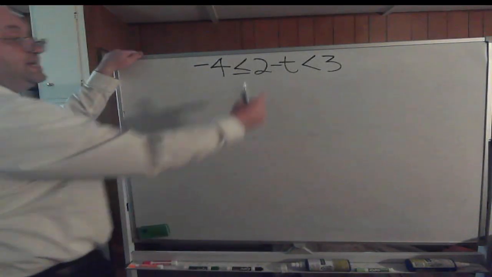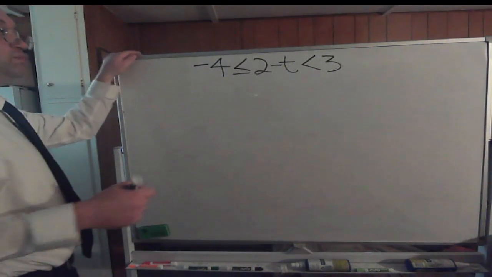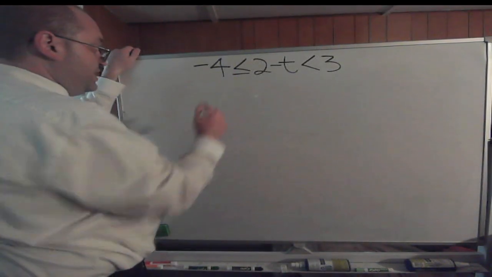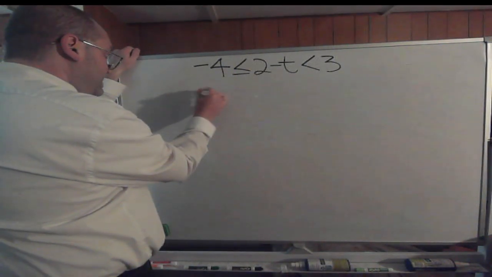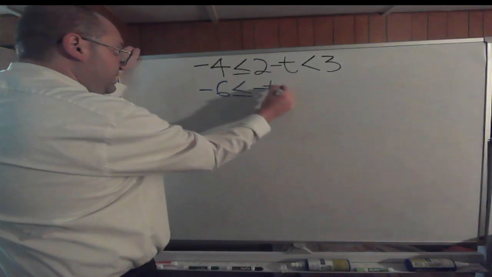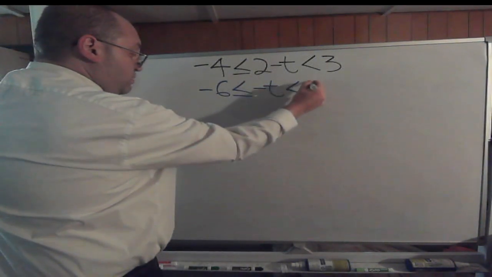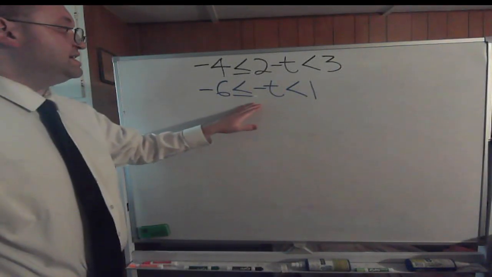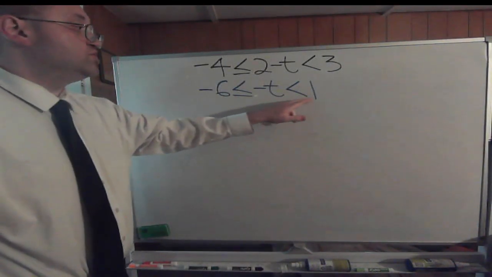Well, we should get that negative t by itself first, shouldn't we? So you'll have to subtract 2 from everything. If you do that, you'll end up coming up with negative 6 is less than or equal to negative t, which is less than 1. So now you have negative 6 is less than or equal to negative t, which is less than 1.